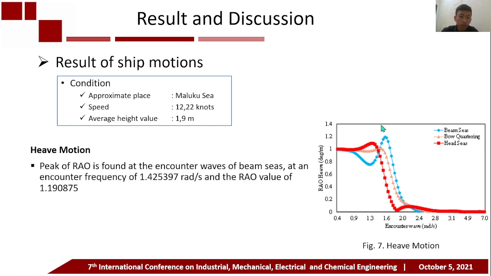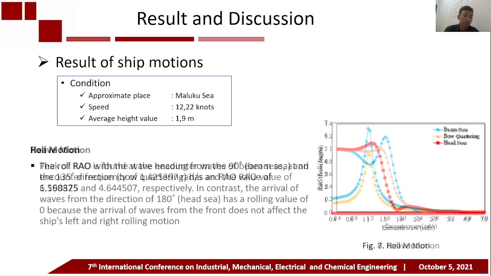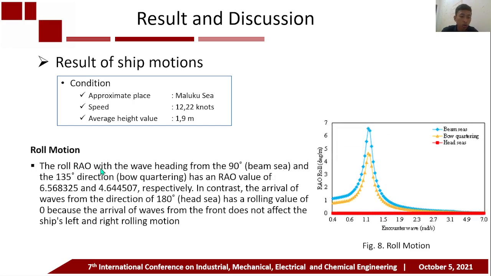The peak of RAO is found in the blue line, known as beam sea, at an encounter frequency of 1.42 radian per second, and the RAO value is 1.1 degree per meter. Then there is the roll motion. Beam sea and bow quartering sea have RAO values of 6.5 and 4.6 respectively, and in contrast the arrival of head sea is 0, because waves arriving from the front do not affect the ship's left and right rolling motion.